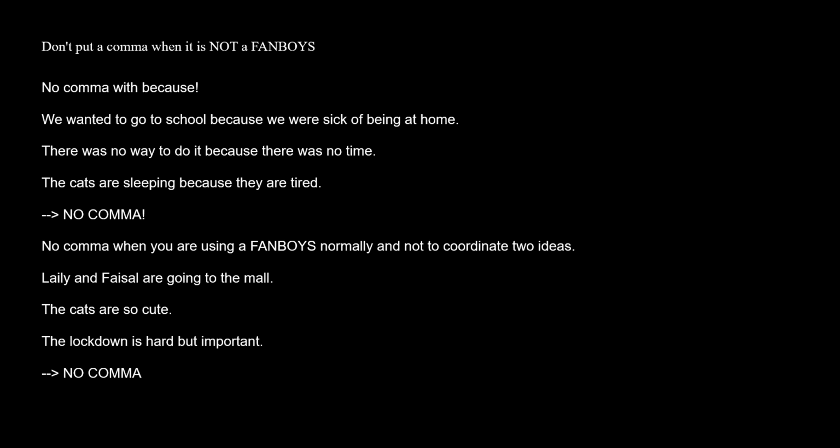Over here, the cats are so cute. No comma before "so," because it's just an adjective in that case, or adverb. And the lockdown is hard but important, right? No comma needed there either. A good way to remember is if there's no new subject, then there is no comma necessary. All right, so that is rule number 2.